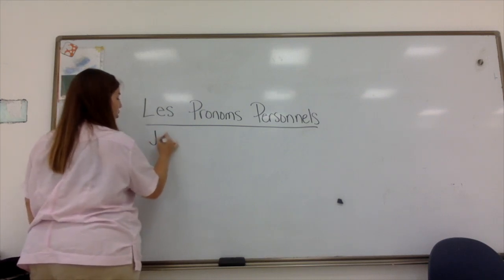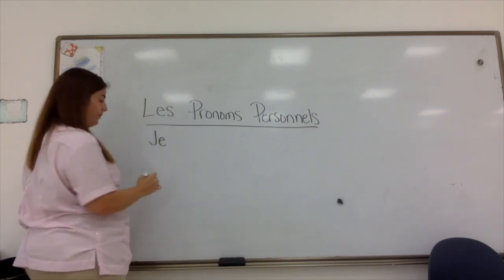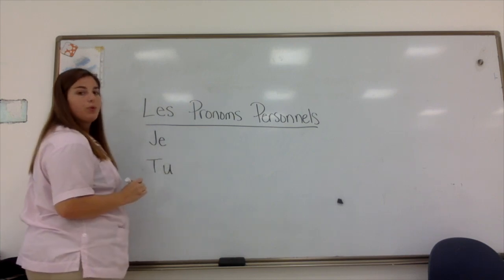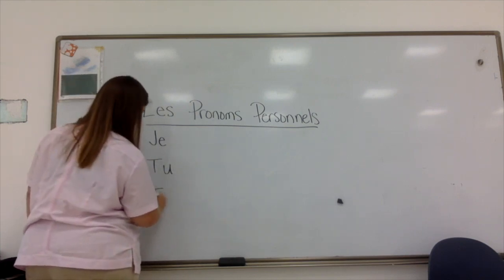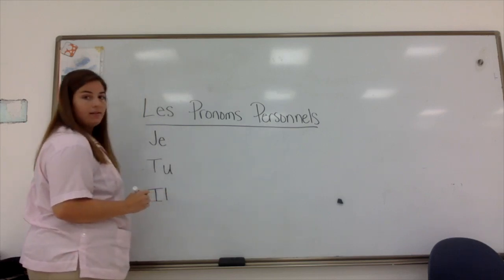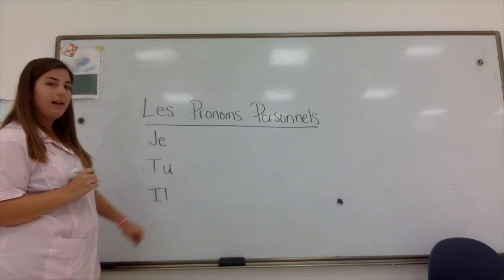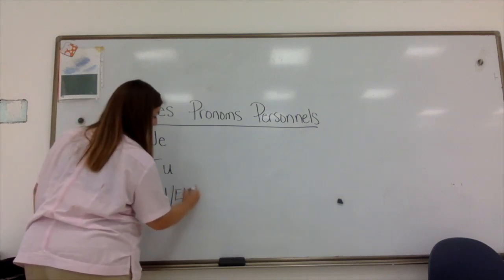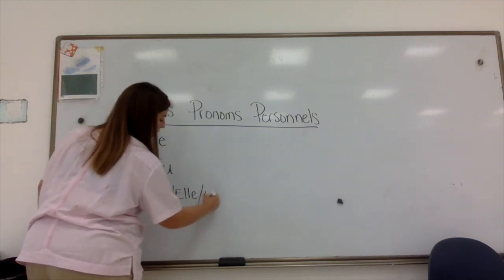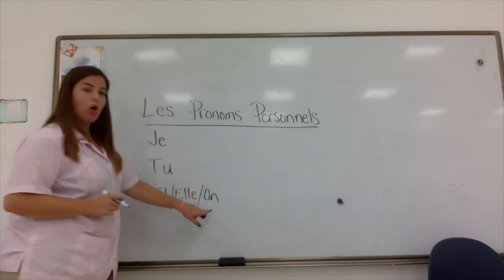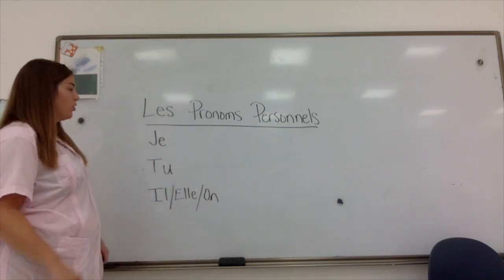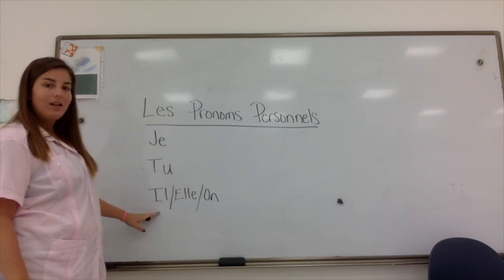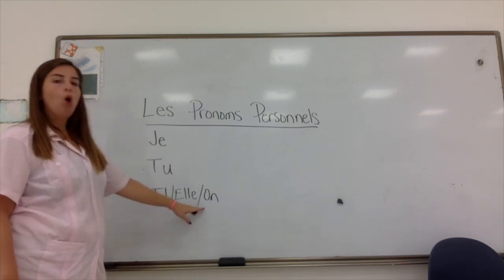Vous avez je, tu, il, that's I-L, il. You have elle, E-L-L-E, et on, which is written O-N. Okay? So far you have je, tu, il, elle, on.